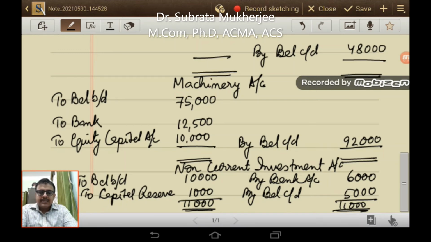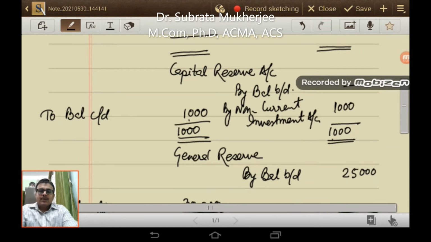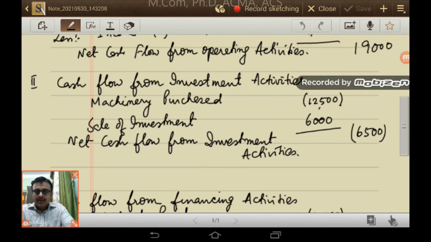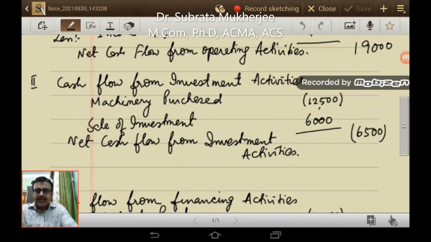So the amount received from the sale of investment I will place in the cash flow statement under cash flow from investment activity, and this amount of capital reserve, 1,000, I have to place in the capital reserve account. So in the capital reserve account I have placed by non-current investment rupees 1,000. So sale of investment of rupees 6,000 I have placed under cash flow from investment activities in the cash flow statement.